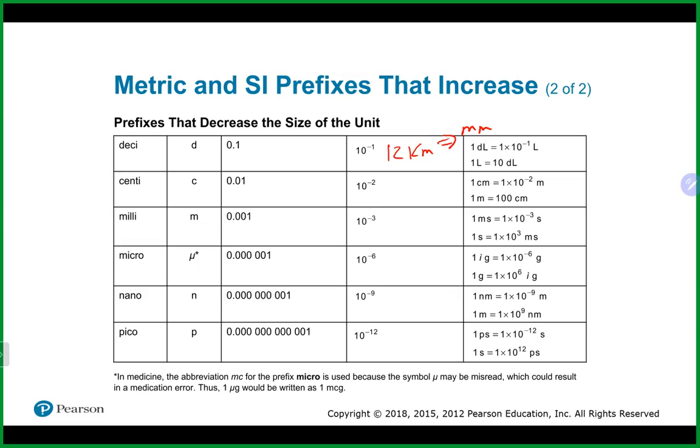So the best approach in this case would probably be to take it from kilometers to meters, because you will be able to find that conversion on a table like this, and then go from meters to millimeters, which you would also be able to easily find the conversion on this page. So let's take a look at that.